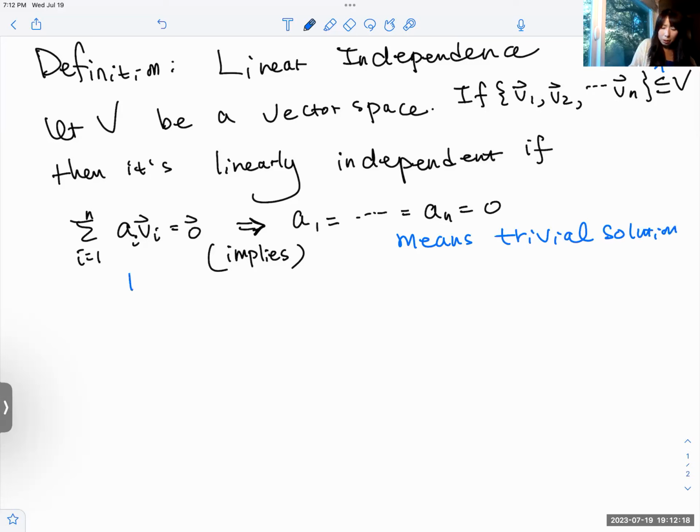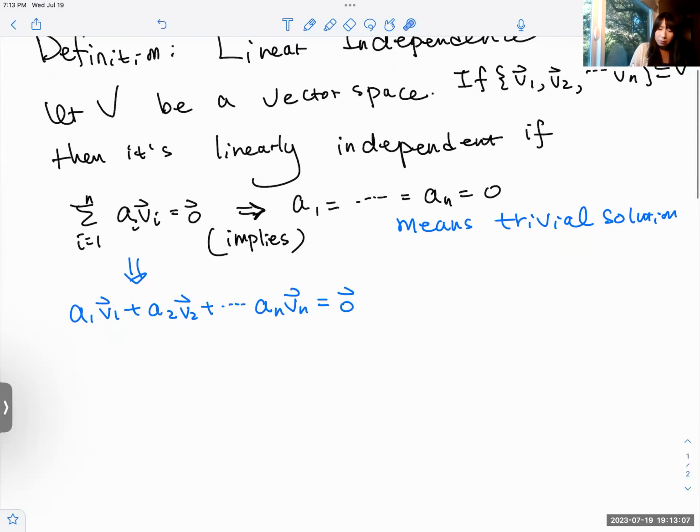Okay, looking at this one, this means I can express it as an expansion: a sub 1 v sub 1 plus a sub 2 v sub 2 and so on up to a sub n v sub n equal to the 0 vector, right? This one is a scalar, and this is a vector. If all the scalars are 0, it means the solution is 0, right? Think about that. We had x sub 1 equal to 0, x sub 2 equal to 0, x sub 3 equal to 0, right? So that is a trivial solution.